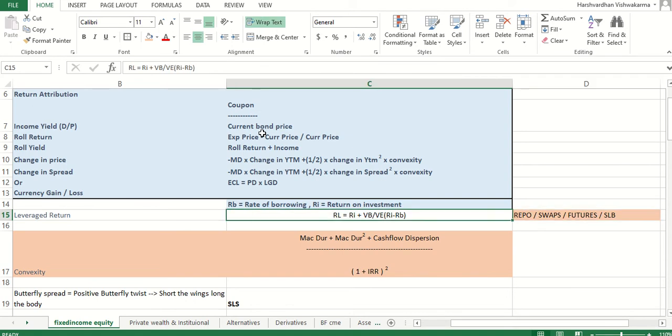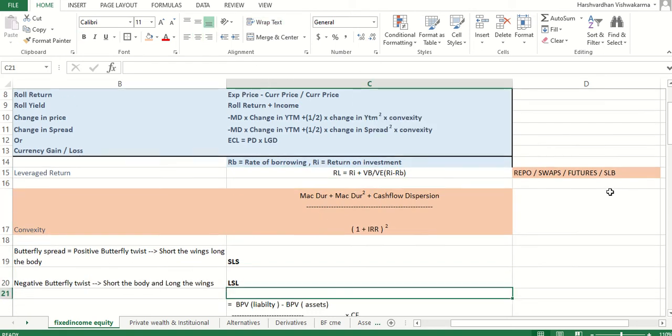The formula is quite simple over here: the leverage return is the return on investment plus the leverage ratio, which is the borrowing upon the equity, multiplied by the difference of investment return minus the rate of borrowing. Whatever loan you are taking, at whatever rate it is coming, you have to subtract that from the rate of investment and multiply it with the leverage multiplier. That's it. It's very simple.